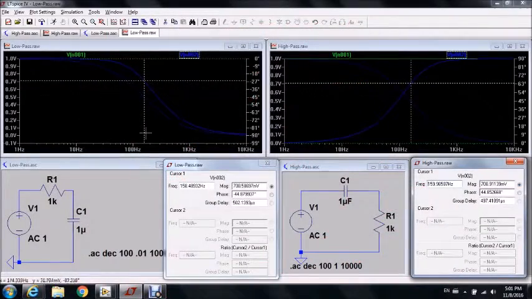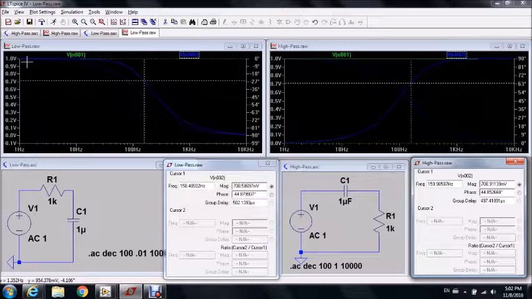Here's our LTspice simulation for our low and high pass passive filters. On the left here is our low pass filter. Right now we have the cursor set up to read the value at 707 millivolts. At that point you can see that our frequency is 158 hertz and our phase is about negative 45 degrees. The reason the frequency is a little bit off is because it's off by a factor of 2 pi. If you multiply this by 2 pi, you get almost exactly 1,000 hertz, which is what we calculated omega naught to be.